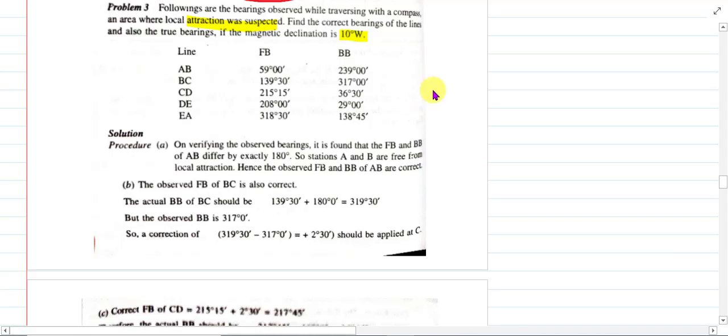If the magnetic declination is 10 degree west, it means this is your north, and then the magnetic meridian will be like this, toward the west, and this is 10 degree. So these are the bearings, okay. These are the true bearings, so every angle in this table, given in column number 2 in terms of fore bearing, will be taken from the true meridian.